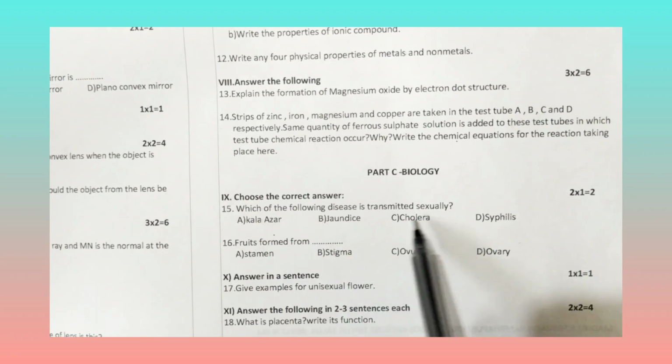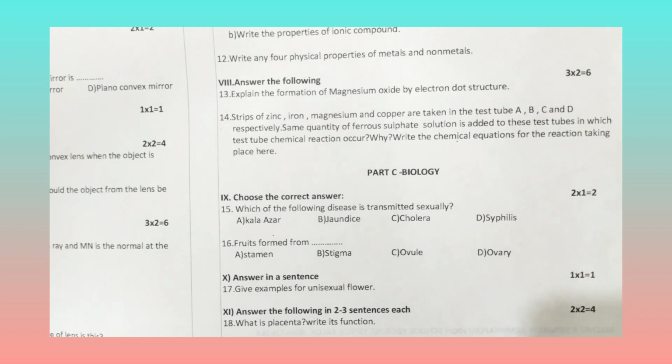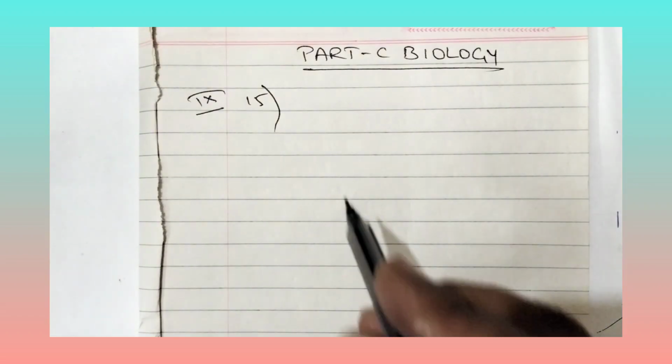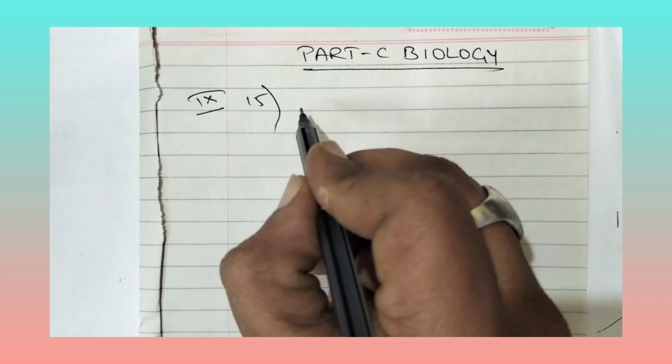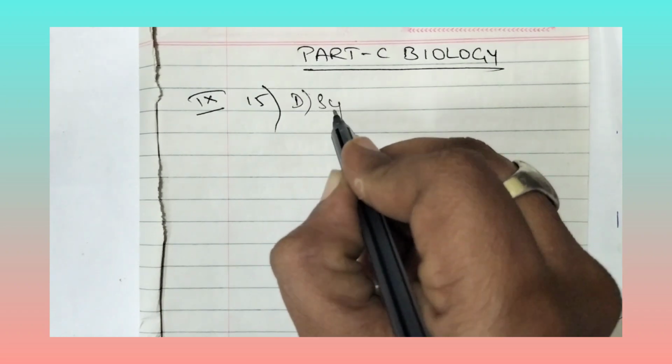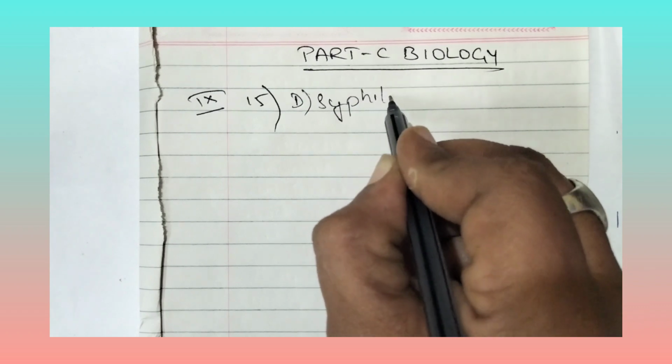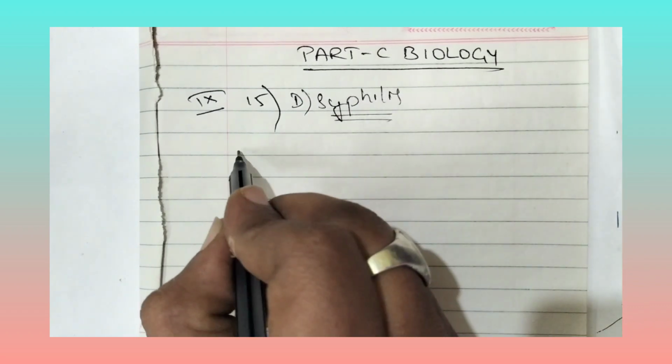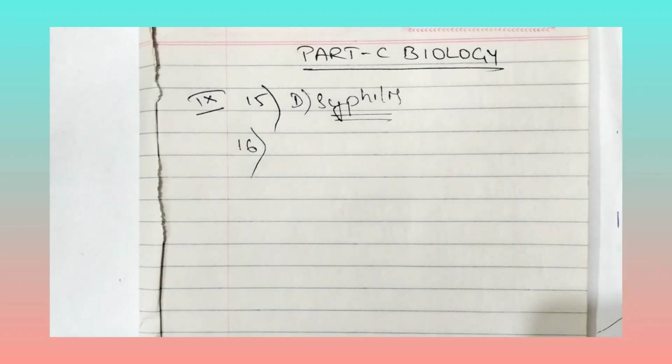Among these four options, the right option is syphilis. Syphilis is a sexually transmitted disease. For the 15th one, the right answer is option D, syphilis. Then let us move to the 16th question.